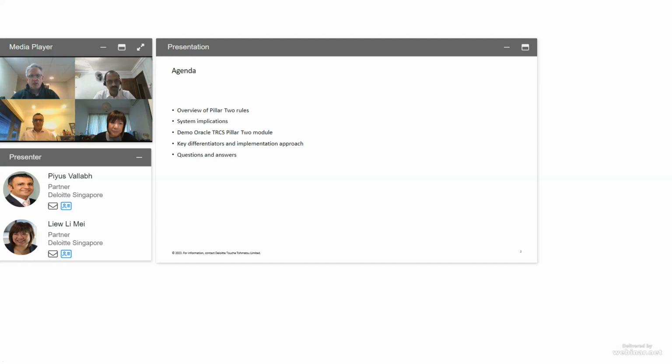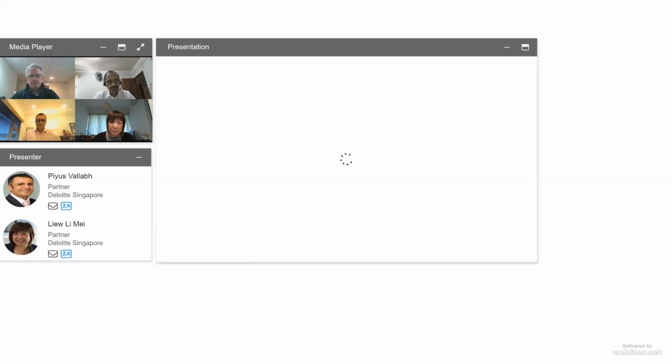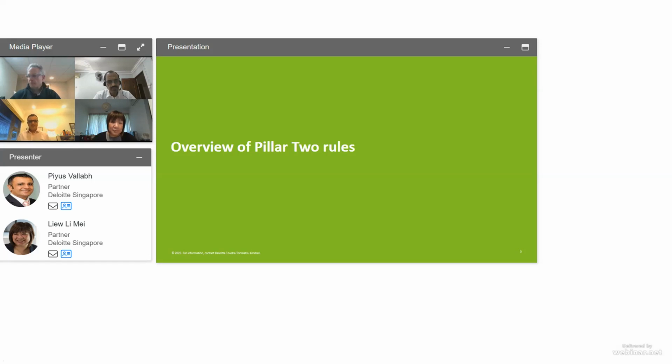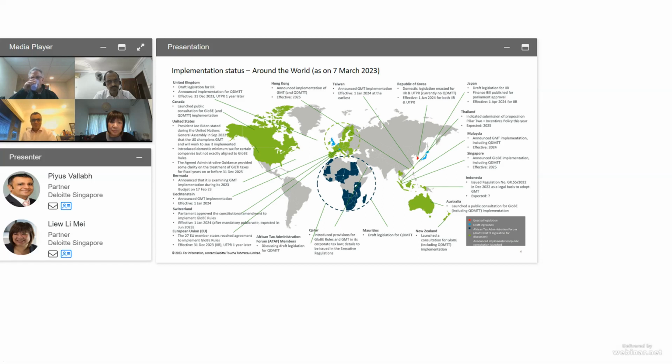So let's start, if we move to the next slide, please, with an overview of the Pillar 2 rules. Next slide, please. Now this slide, while it's quite busy, provides a high-level snapshot of the upcoming implementation of the GloBE rules. And when I talk about the GloBE rules, I'm referring to the Income Inclusion Rule, otherwise known as IIR, and the Undertaxed Payment Rule, UTPR. And this looks at all around the world.